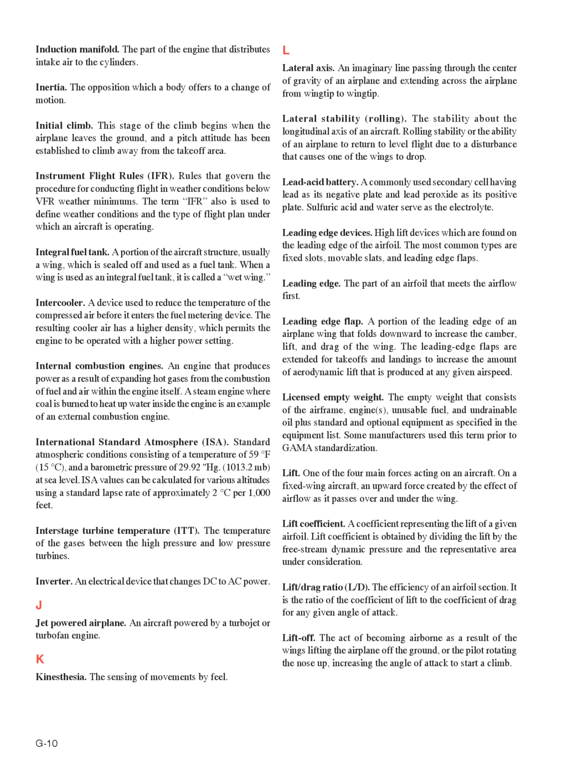International Standard Atmosphere, ISA. Standard atmospheric conditions consisting of a temperature of 59 degrees Fahrenheit, 15 degrees Celsius, and a barometric pressure of 29.92 inches Hg, 1013.2 mb, at sea level. ISA values can be calculated for various altitudes using a standard lapse rate of approximately 2 degrees Celsius per 1,000 feet.